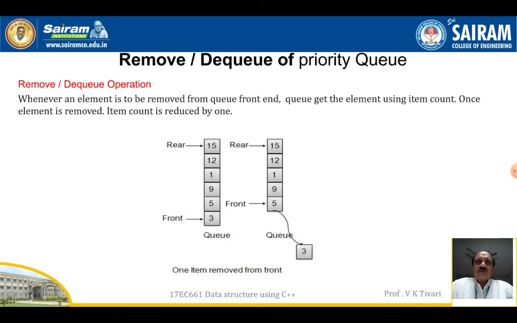Remove or dequeue of the priority queue. Whenever an element is to be removed from the queue front end, the queue gets the element using the item count. Once the element is removed, the item count is reduced by 1, as given in the picture. You can see at the front end, one item is being removed from the front.